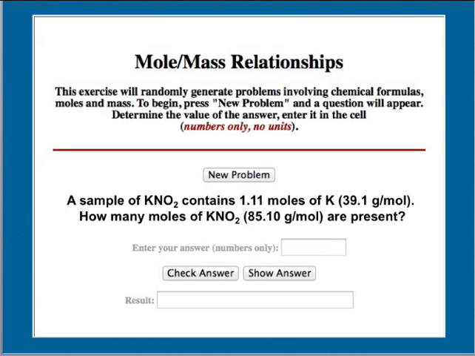Mole mass relationships. Here we have a sample of potassium nitrite. NO2 is nitrite, remember? And it has 1.11 moles of potassium. How many moles of potassium nitrite are we dealing with? Now, think about this. You know how many moles of potassium you have? Potassium is K, right? Not P.